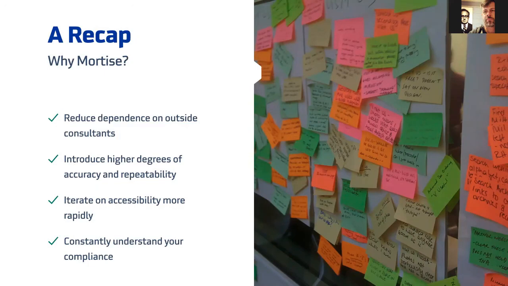This allows you to iterate on your accessibility more rapidly. You can create a new project with every sprint. You can create components for that project that only reflect what's in the sprint, and there you go. And so you can iterate on that accessibility as the work is iterated as well. Finally, it allows you to constantly understand your compliance. You have no questions when you use Mortise about where things stand, because you have the data.